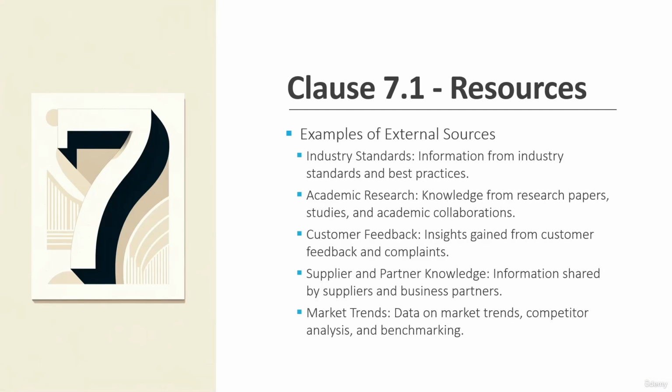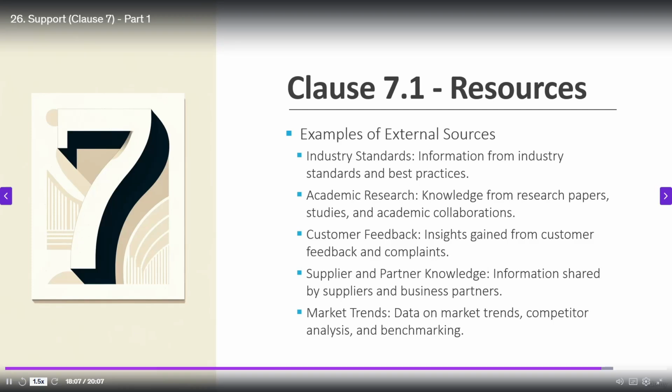Coming to the external sources of knowledge, these are industry standards such as ASME or BSI standards. The second part is academic research, which comes from research papers, studies, etc. That is external knowledge. Customer feedback is also external knowledge, so companies might gain some insight from customer feedback and complaints. That is also a source of external knowledge.